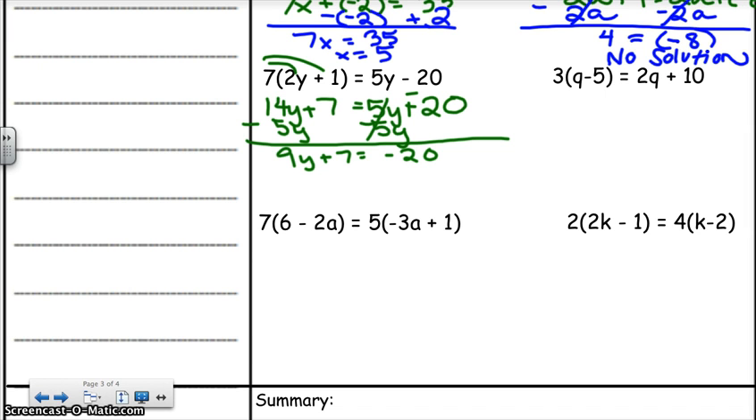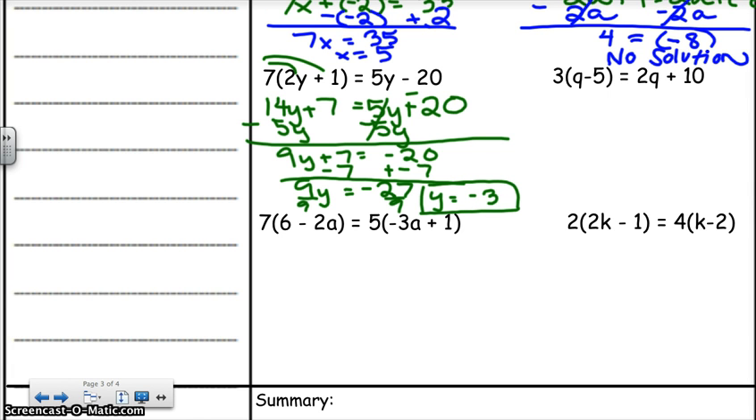Now, I solve. Move what's not connected, my 7. And now I'm going to subtract 7 over here. And I get 9y. Keep in mind that when we subtract 7, we're adding a negative 7. Negative 20 plus negative 7 is negative 27. Divide through by 9. Y is equal to a negative 3. That's me dividing both sides by 9. All right.